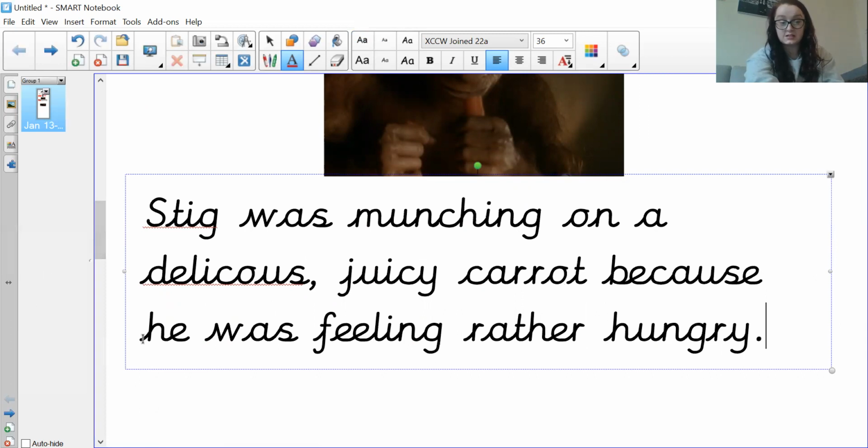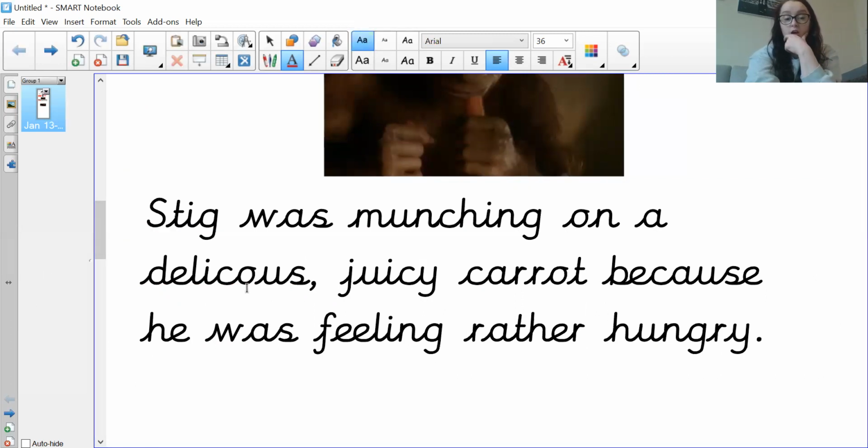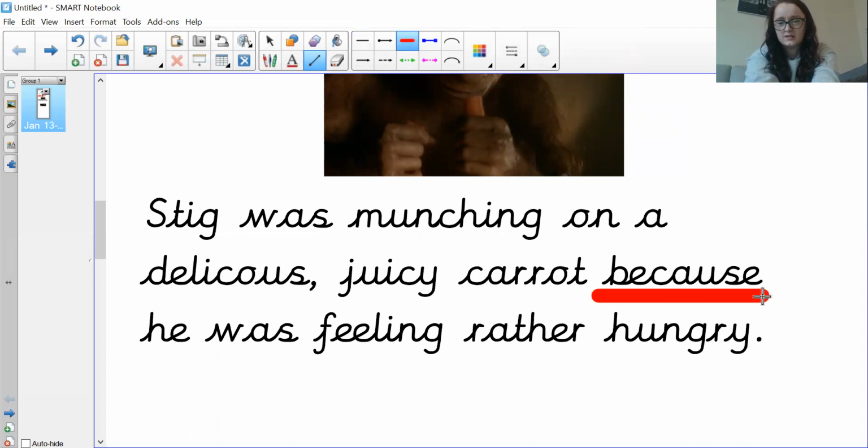There is our sentence. We've got our expanded noun phrase there. We've got our contraction. Let's underline our contraction just to show that we know where it is. And I've got my capital letters at the beginning of the sentence, especially for a name, and a full stop. So that is what we are doing today, Year 3.